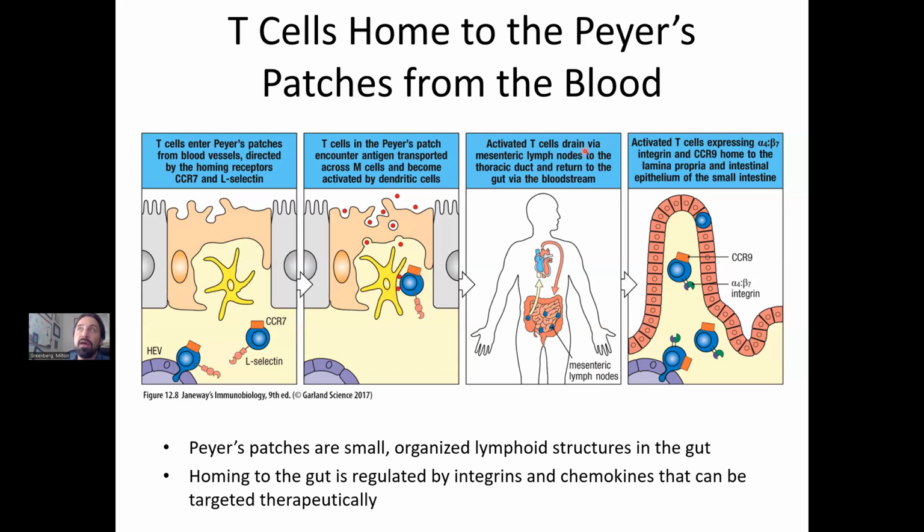These T cells can then drain to the mesenteric lymph nodes through the thoracic duct and return to the gut via the bloodstream. So you're getting activation of these immune cells, and then they can migrate from the Peyer's patches and into the tissue. Here in the small intestine, we have the lamina propria. They're migrating into the lamina propria, and then they can migrate into the intestinal epithelium as well, depending on the receptors that they express. So these Peyer's patches, again, are small organized lymphoid structures, and homing to the gut is regulated by our integrins and chemokines that are all very important.